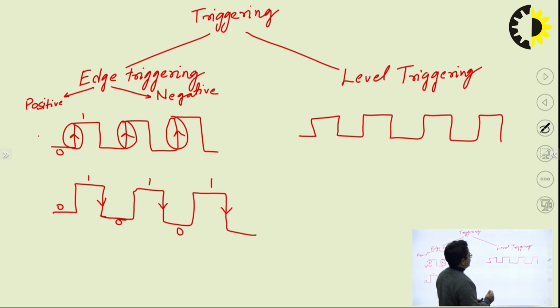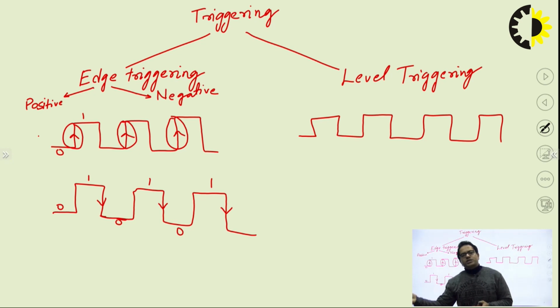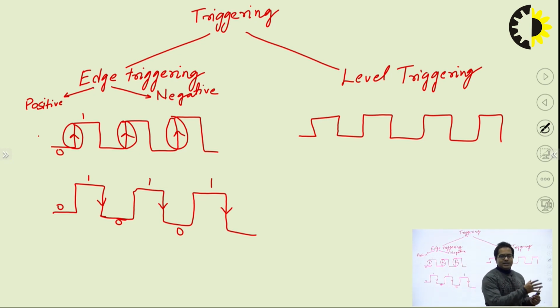Next case is level triggering. What is level triggering? We have understood what edge triggering is. Edge triggering means whenever we apply a clock, the edges are whenever there is a transition from 0 to 1 or a transition from 1 to 0. While the levels are 0, 1, 0, 1.